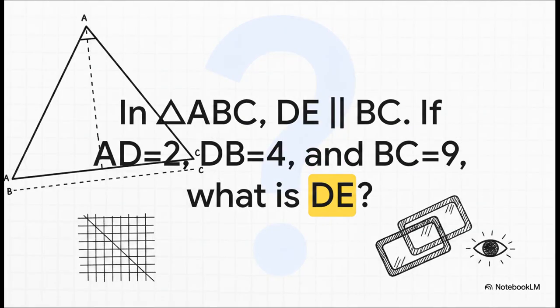And for our next workout, we've got one of those nested triangles. There's a line DE that's parallel to the main base BC. We're told that the segment AD is 2, DB is 4, and the big base BC is 9. So what's the length of that smaller base DE? Go ahead and give it a shot.